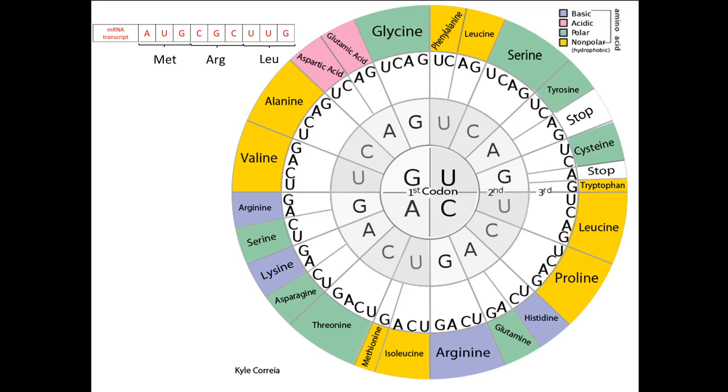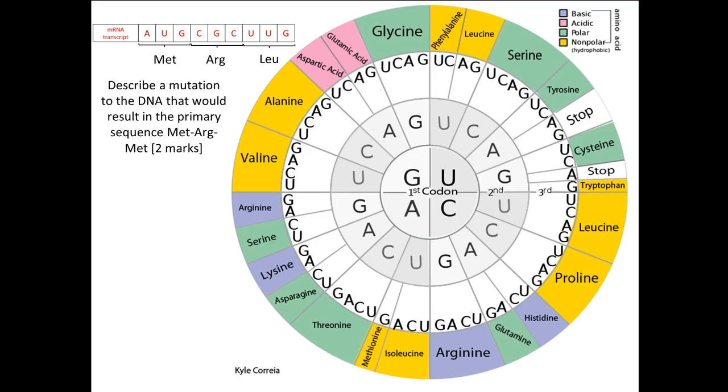Yes, that's how we read these codon maps. Sometimes they're more tabular than round, but these round ones are nicer, I always think. So can we describe a mutation to the DNA that will result in the primary sequence methionine, arginine, methionine?